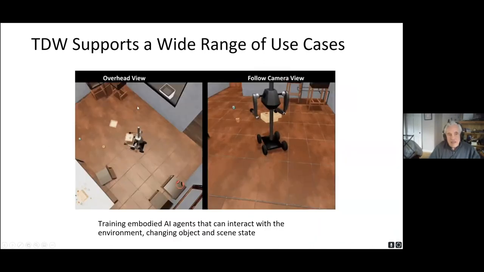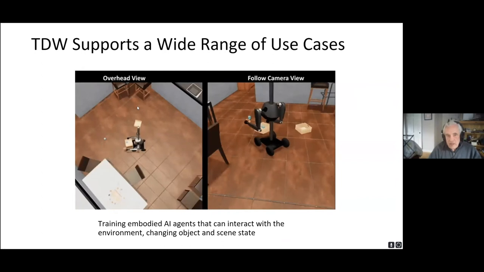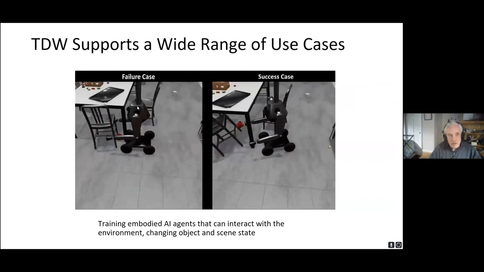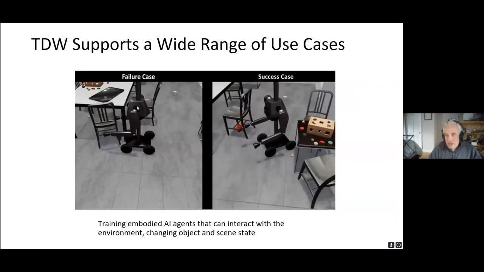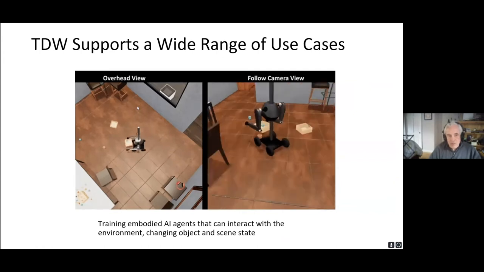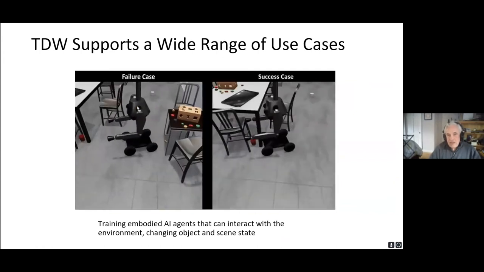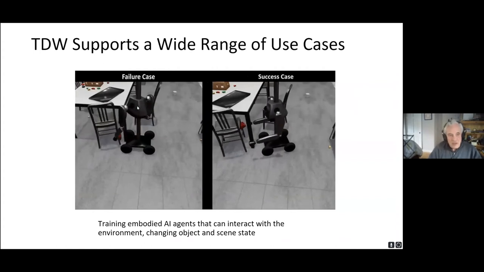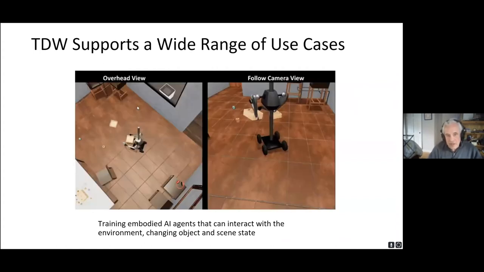Another key use case area for TDW, as shown in this third example, is embodied AI, where embodied agents are trained to interact with the environment and potentially change scene state in some way. Here you see an agent performing part of a TAMP, or task and motion planning task, involving the location and retrieval of target objects. We'll dig deeper into this area as well when we discuss physical interaction in TDW.